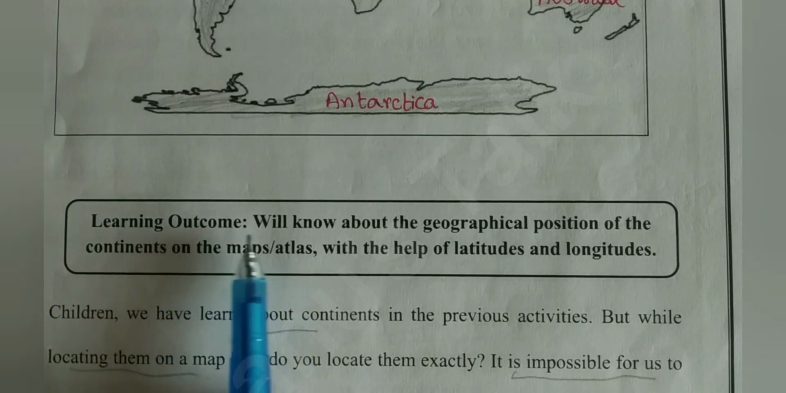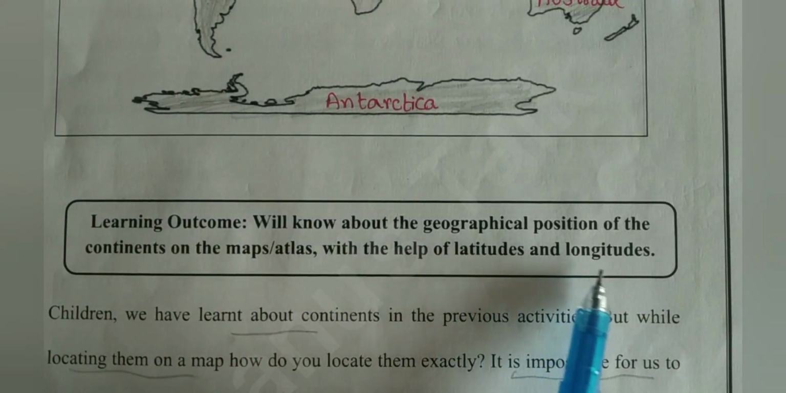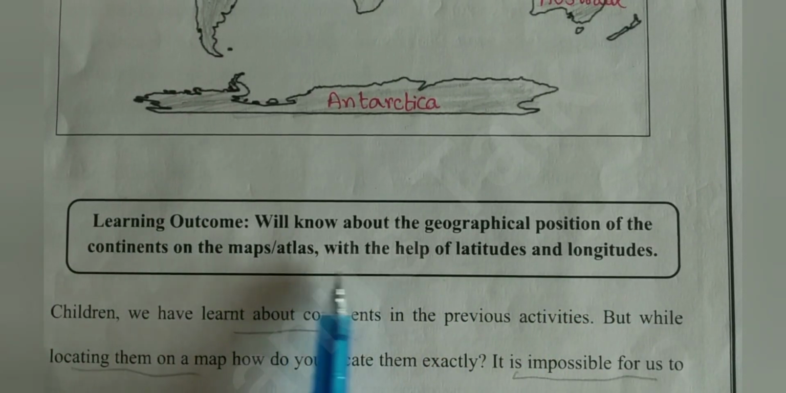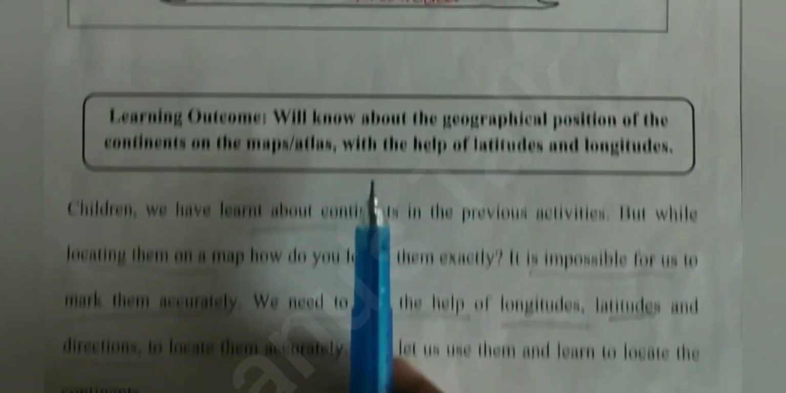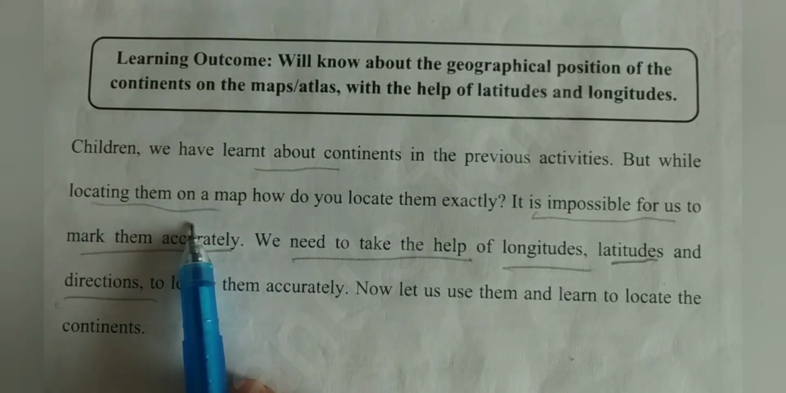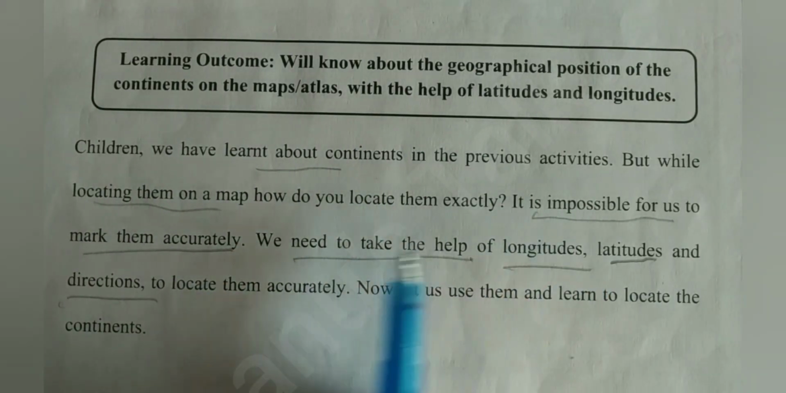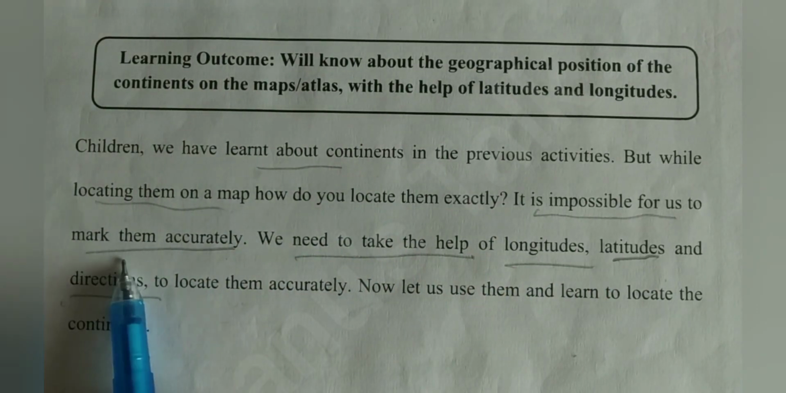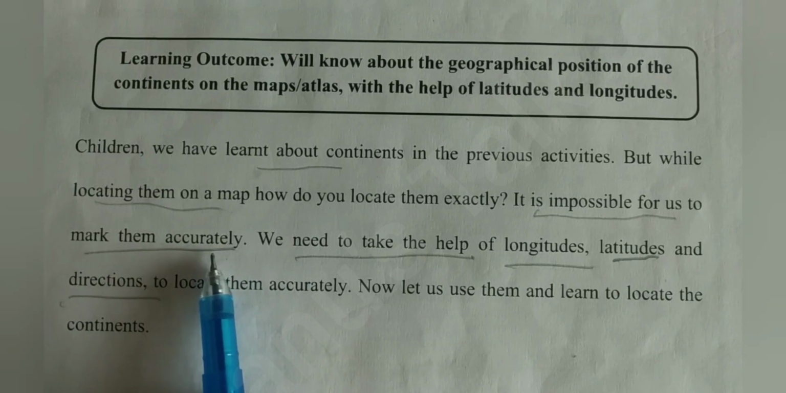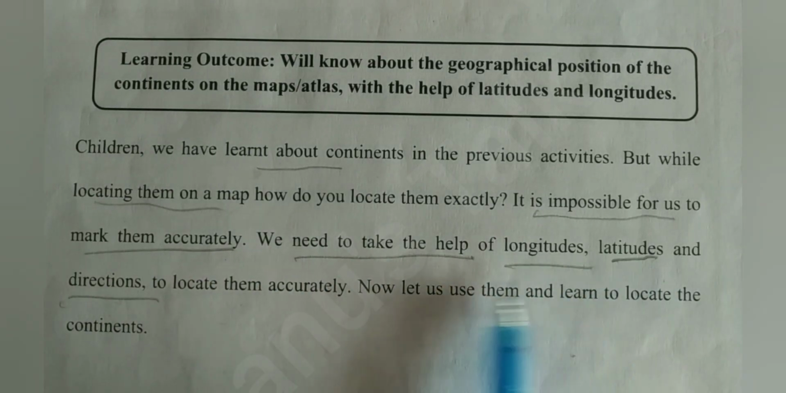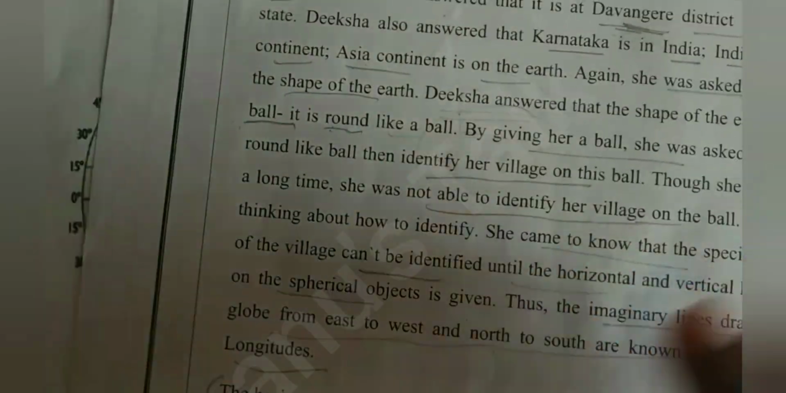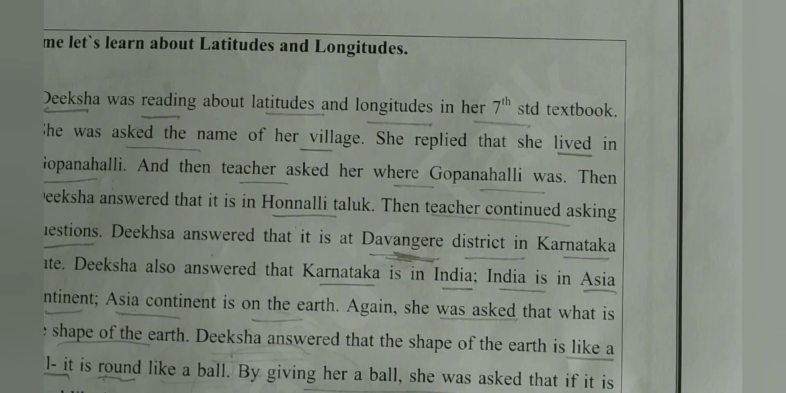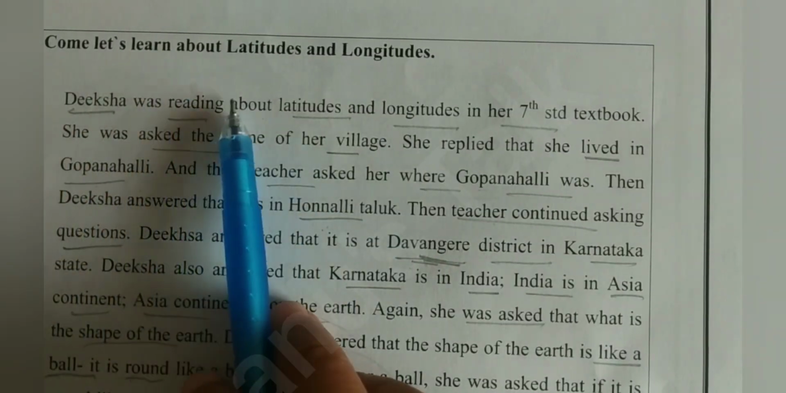Learning outcome: will know about the geographical position of the continents on the map atlas with the help of latitudes and longitudes. Now we know how to locate the continents, but it is impossible to mark them accurately. So with the help of longitudes and latitudes and directions, we can locate them accurately. So one small story is here, a short story. So let's learn about the latitudes.